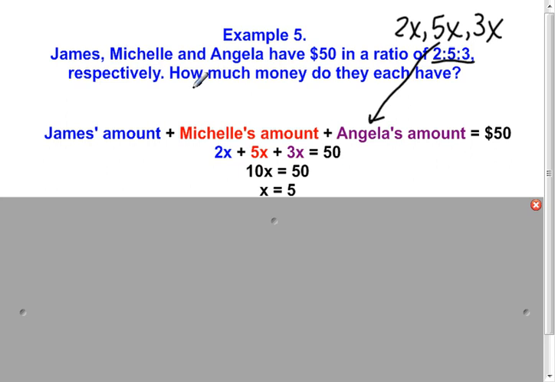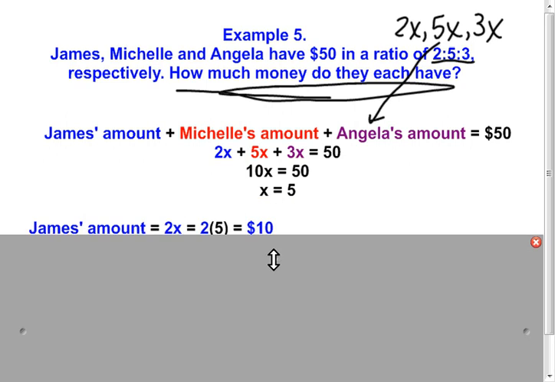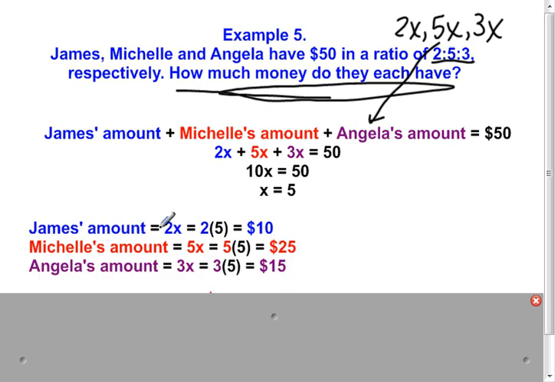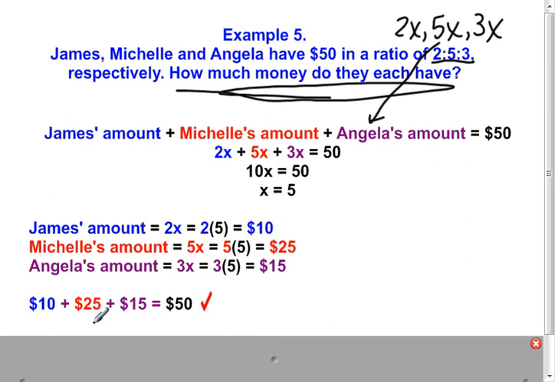That doesn't answer our question though. How much money do they each have? So now you have to take it and plug it back in. James has 2 times 5 or $10. Michelle has $25. Angela has $15. And we should double check, do they add up to 50? And it looks like we're good.